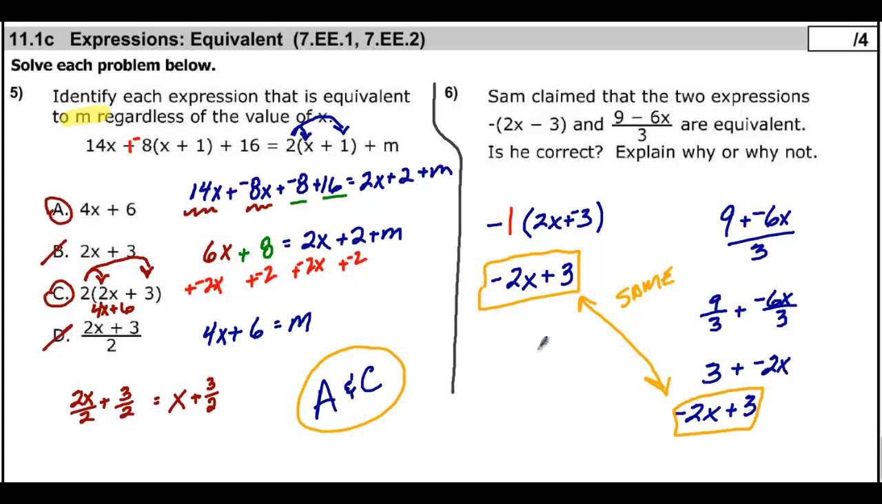So our answer is yes. Sam is correct. Okay, again, you're not going to see this on another test, but you will see it on an intervention. So if you still need to work on this one, study it and bring those questions back to class.